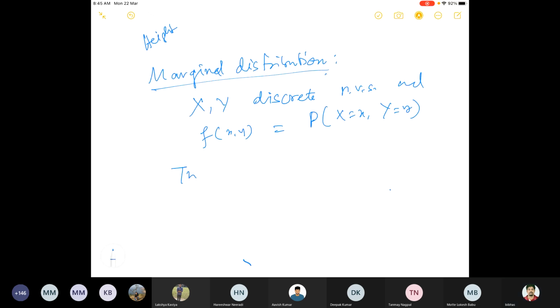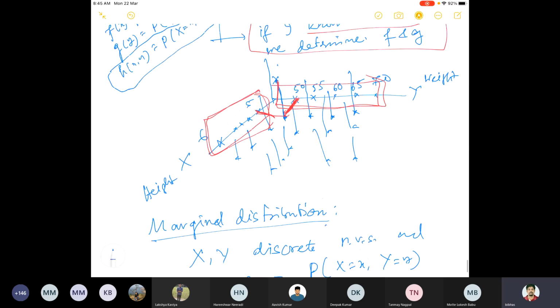Then I'll define g(x), which is the sum over all y of f(x,y). What I'm trying to do here is, if you want to find the probability of this value of x, independent of the value of y, then whatever the possible values of y are, you just sum them up. Sum these heights, take a summation of these heights, and add it up. That's how you will get this particular value.